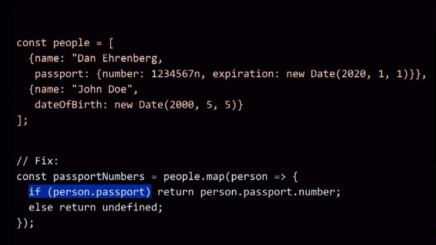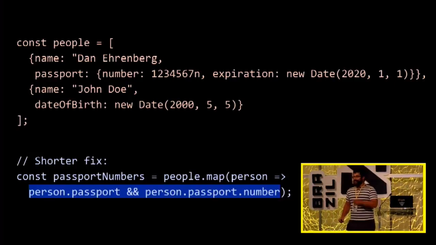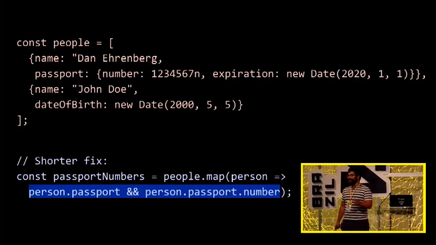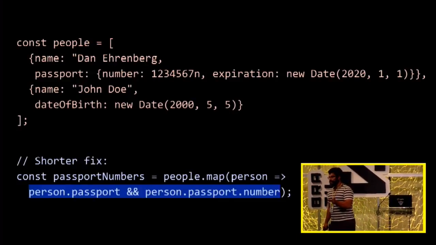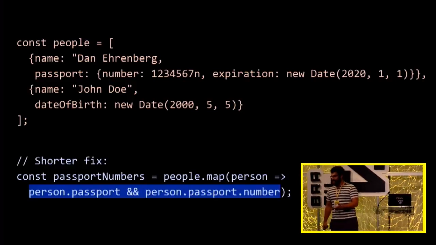What we have to do is use a more complicated function. So instead of getting person.passport.number on any person, first check if person.passport is there, then return that. Otherwise, return undefined. This is a bit wordy, so there's a shorter way to write it. You can use and. So you can say person.passport and person.passport.number. And what this will do is, if the thing on the left of the and is false, then it'll return the thing on the left. And otherwise, it'll return the thing on the right. So if person.passport is undefined, it'll return undefined. And if it's not undefined, then it'll read person.passport.number. And it has this property called short-circuiting, in that it doesn't evaluate the right unless the left is true.